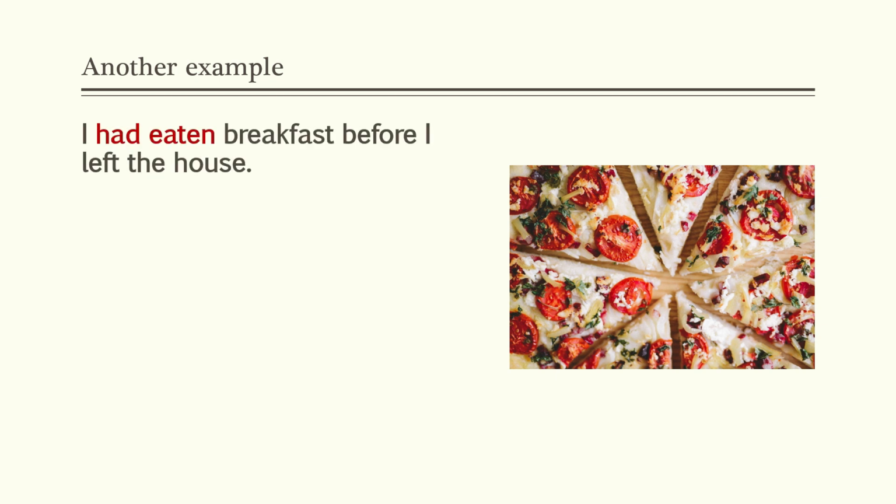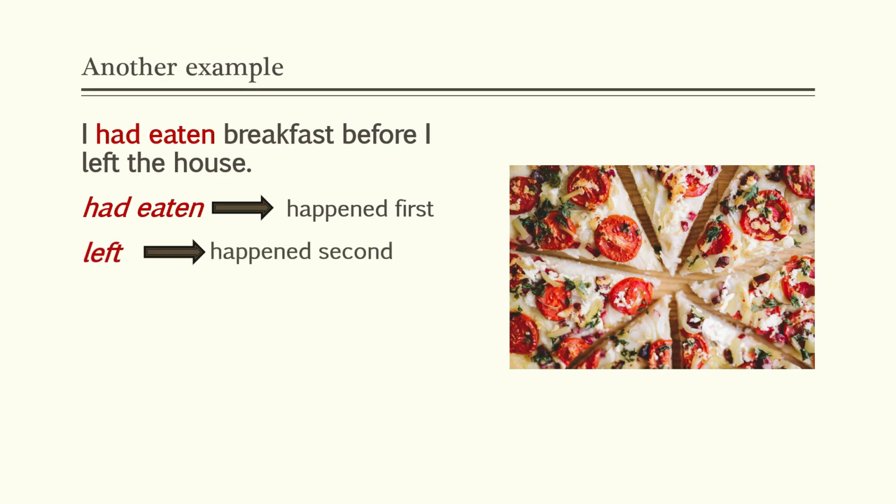Let's see another example. I had eaten breakfast before I left the house. Here, had eaten happened first, and left happened second. The past perfect helps us make the order completely clear. That's the basic idea behind the past perfect tense.